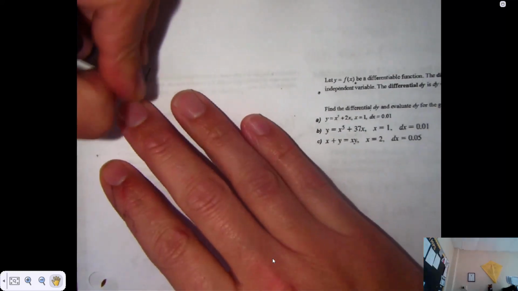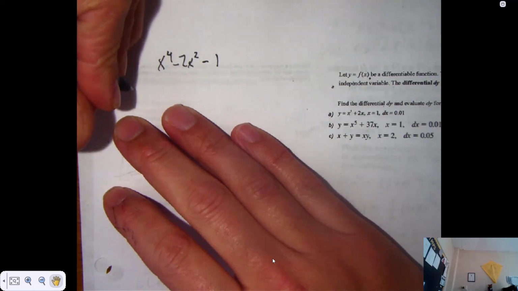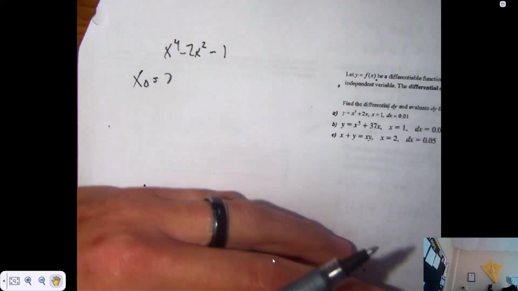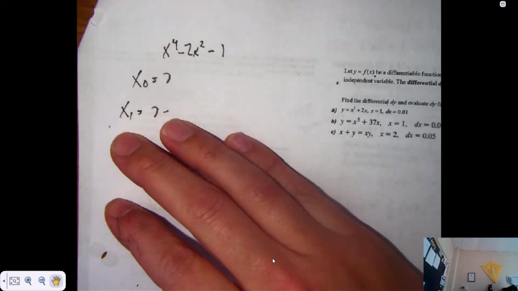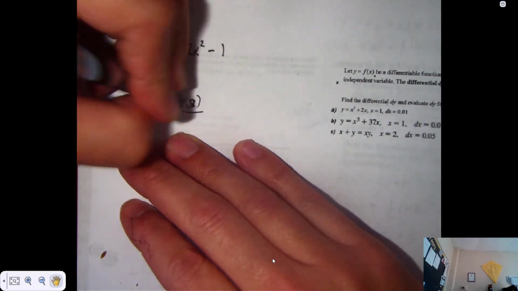It'll take me a second here. This one actually has two answers, by the way. We'll start this off by making a guess. So somebody make a guess. Okay, so the first guess is 7. Now, the setup here is going to be that the next guess is 7 minus the function itself sitting over its derivative, f of 7 over f prime of 7.